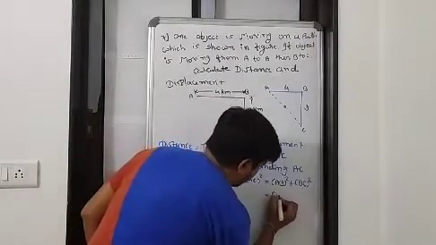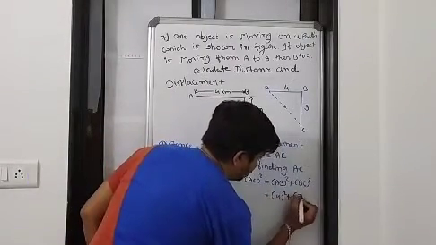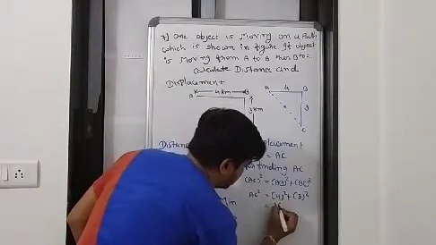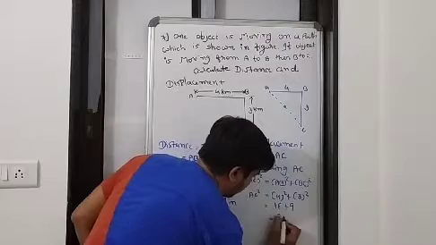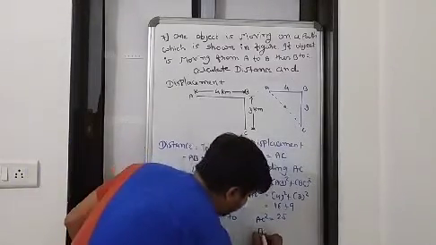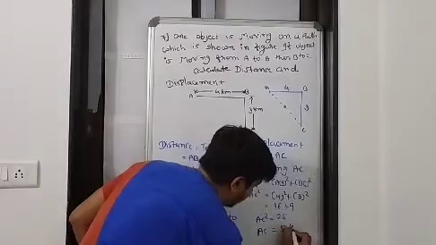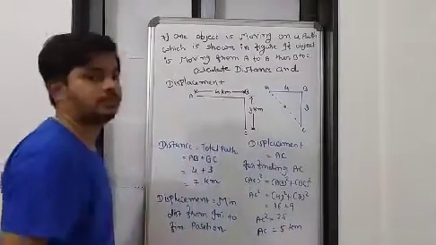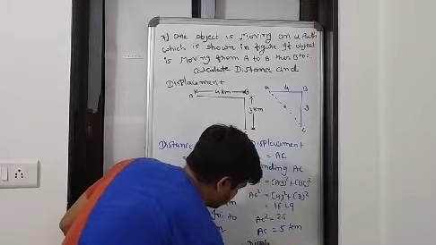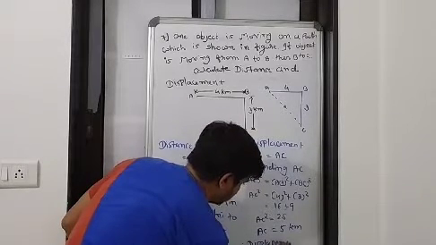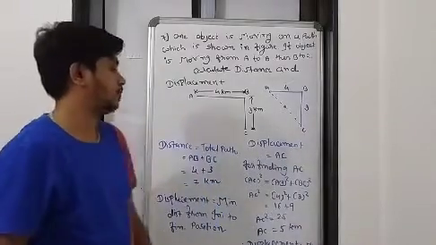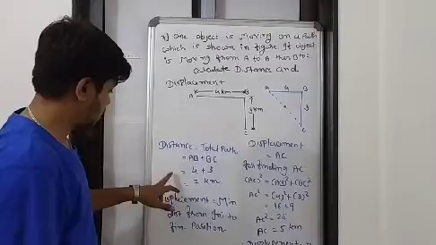What is AB? It's a 4 square. What is BC? It's a 3 square. Here it is AC square. 16 plus 9 is equal to 25. AC square is 25. Then AC is 5 kilometer. So the displacement is 5 kilometer.